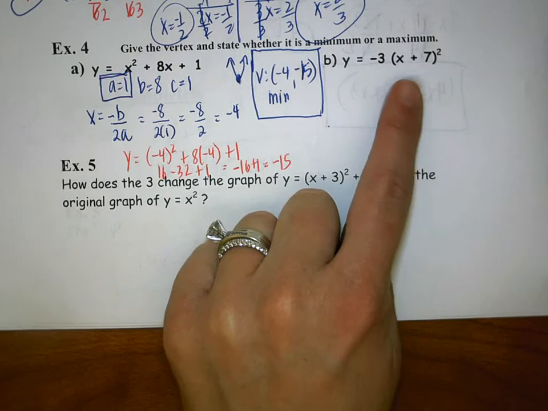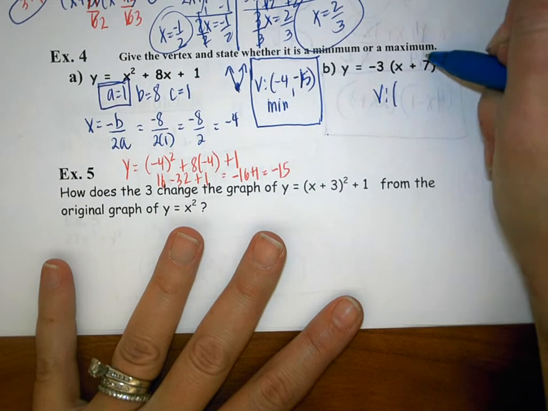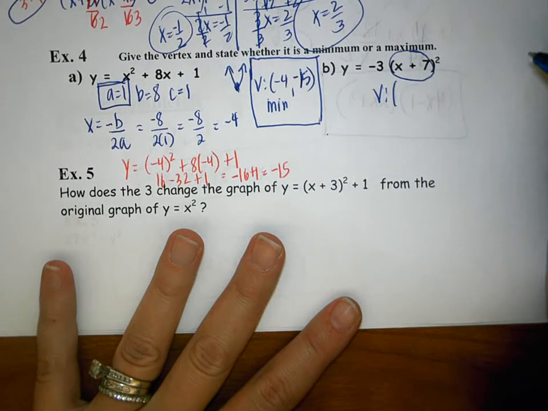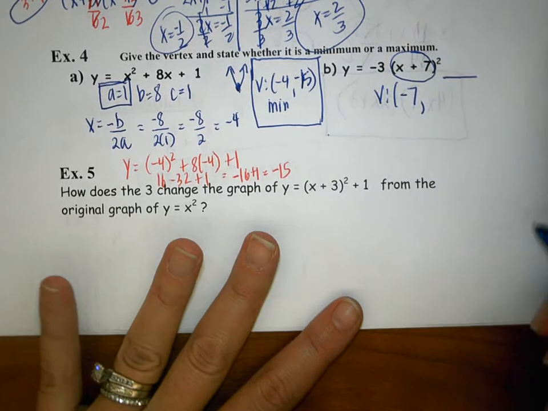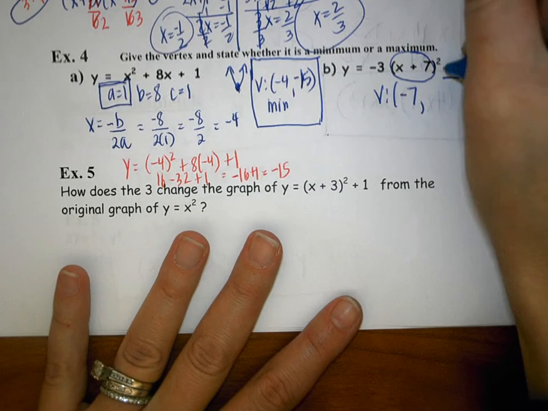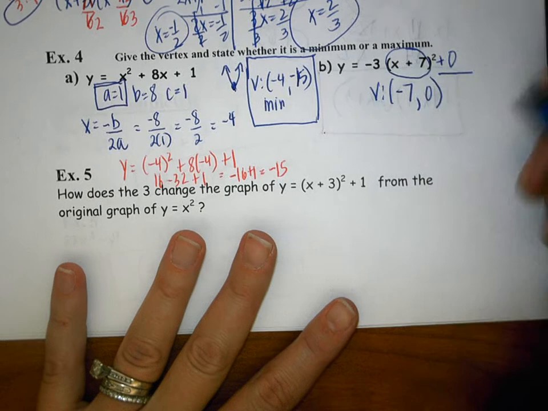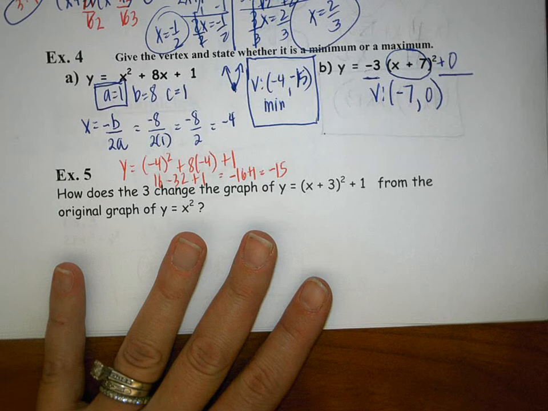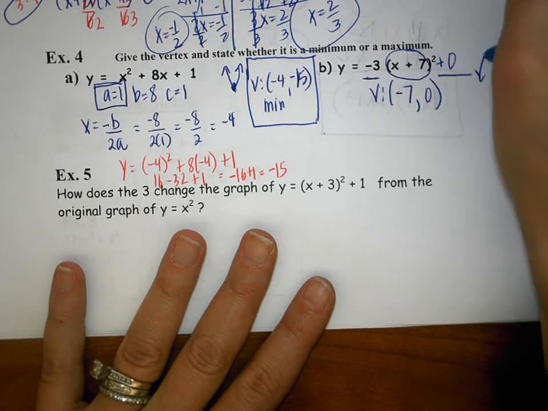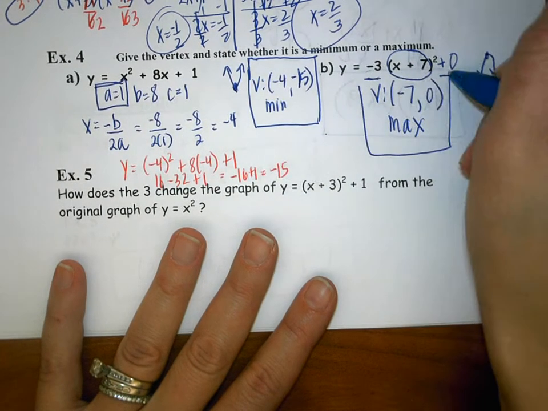Okay, this is written in vertex form. Do you guys remember how to find the vertex on this one? Your vertex is, remember, whatever's in parentheses is the opposite because you'd set that equal to 0. So my x value is negative 7. Your y value is what's being added at the end. Is anything being added at the end here? So that's really saying plus 0. Therefore, my vertex is negative 7 comma 0. Well, this graph, since there's a negative a value in front, that means the graph would be going down, which means that you have a maximum. Any questions?